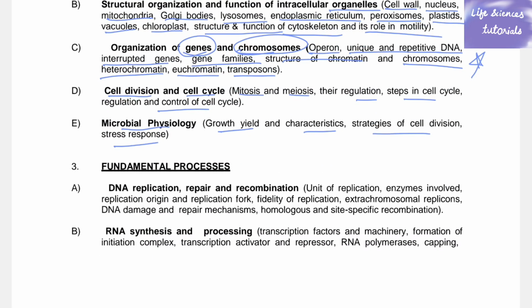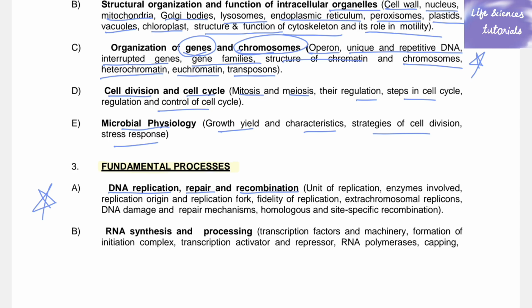Next, we have the fundamental processes. In the fundamental processes unit, very basic, everything related to the central dogma of life. Here we include topics like DNA replication, repair, and recombination. This is a very important unit. Rather, I would say this is a unit wherein we can easily demarcate where to stop.